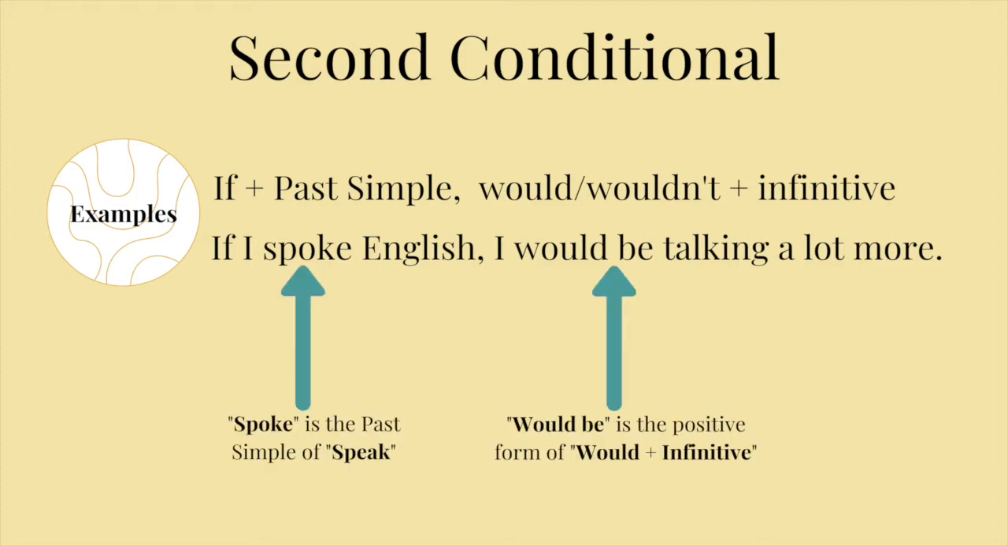Now let's look at this sentence in more detail. The first part of the sentence is, if I spoke English. Spoke is the past simple of speak. And the second part of the sentence, I would be talking a lot more. Would be is the positive form of would plus infinitive.